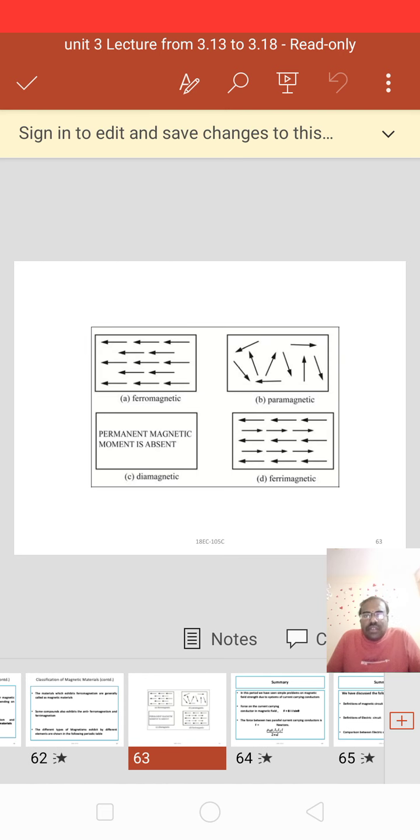See here, ferromagnetic: all the lines of force are in the same direction. Paramagnetic: unevenly spaced directions. Diamagnetic: permanent magnetic moment is absent. Next, ferrimagnetic: some are in the same direction, some are in the opposite direction.